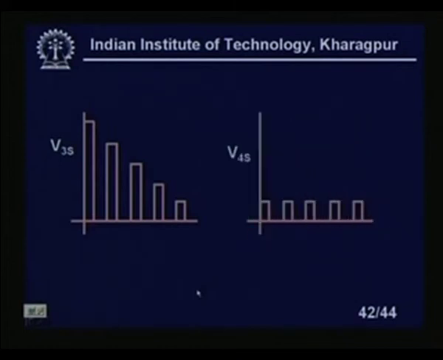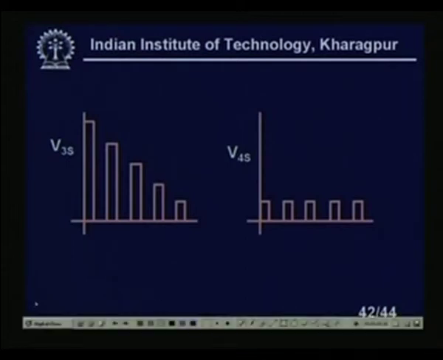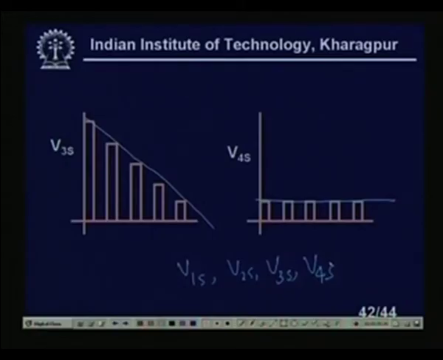Now what will happen actually? If I pass this signal, how will it retrieve the original? My original signal does not look like this, is it not? My original signal looks like this. So this signal, that means V1s, V2s, V3s, V4s, should pass through a low pass filter. If I pass this signal through a low pass filter, obviously all these things will go out, and I will get a good output which is very close to the input signals.